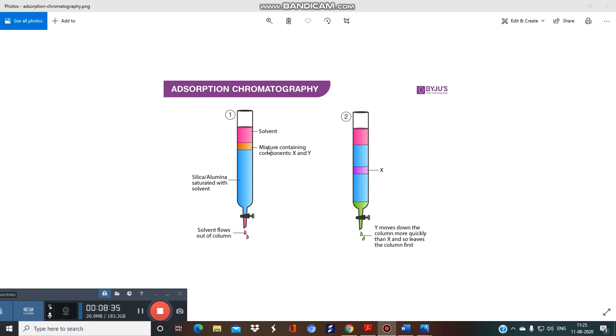Okay, I am repeating again. If the compound present in the mixture has greater affinity towards the stationary phase, what will happen? It will elute later, it will not pass out quickly, because the nature of the stationary phase is to remain static. Whereas if the compound present in the mixture has greater affinity towards the mobile phase, it will elute first, because it has greater affinity towards the mobile phase, and the nature of the mobile phase is to move out.